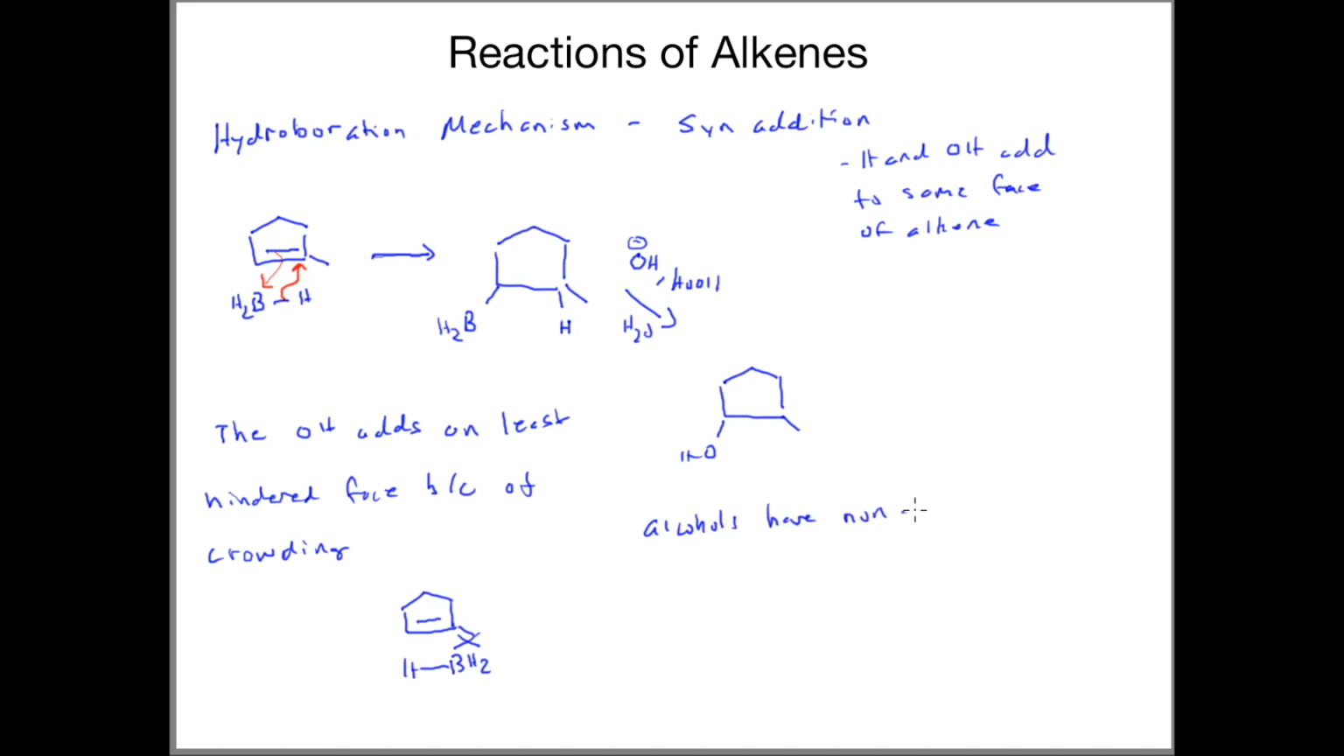So your BH2 is going to add where there is the least amount of steric hindrance. What this does is give you the addition of an alcohol in non-Markovnikov regiochemistry, in other words, to the least substituted carbon. Your OH adds on the least substituted spot.